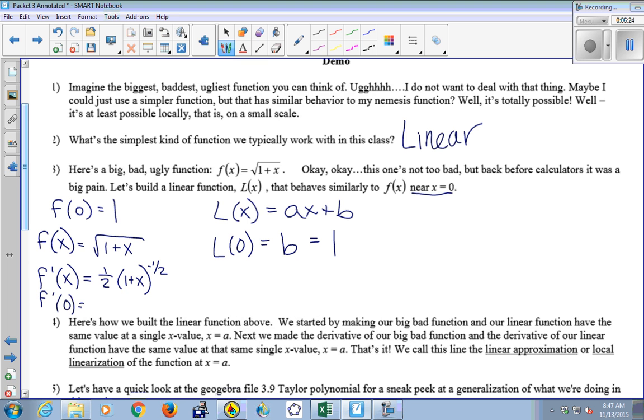One half. Yeah, you put in a 0 for x. 1 plus 0 is 1, right? 1 to the anything is 1. So 1 to the negative 1/2 is 1. And then you multiply by 1/2 and you get 1/2.